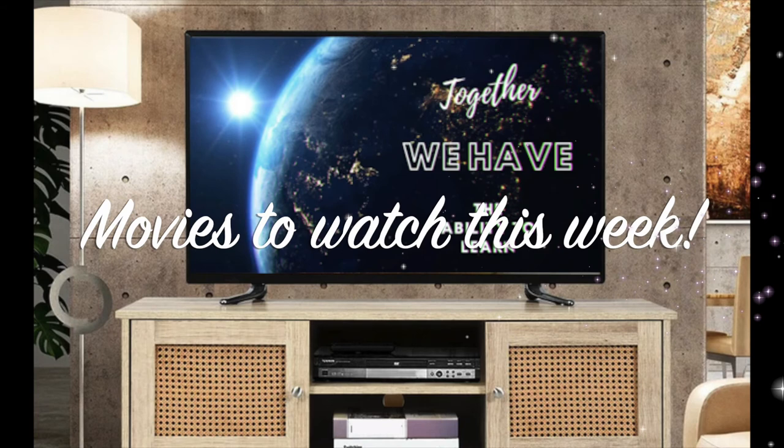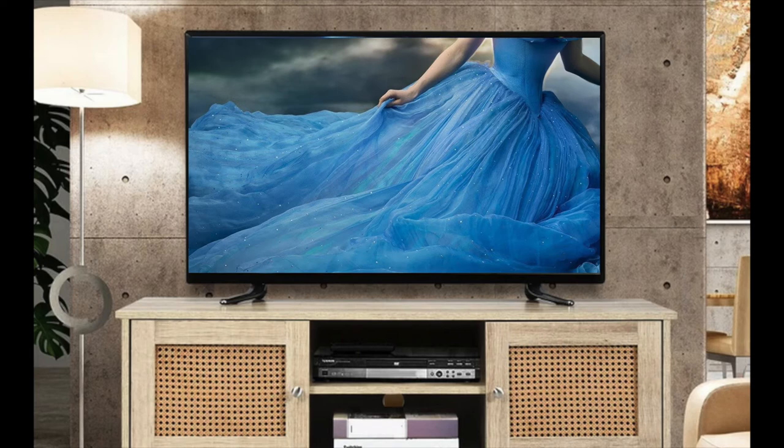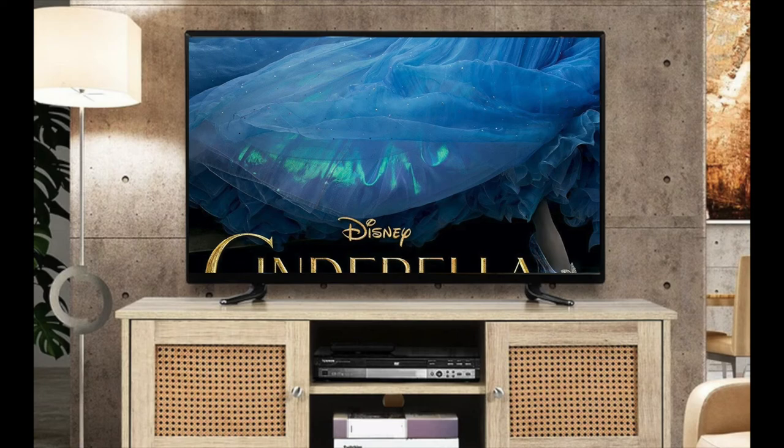Since we're still in the month of February, let's continue our list of romantic movies. Up first is Cinderella, rated PG, from 2015. This romantic family film has a 1 hour and 54 minute runtime. It stars Lily James as Cinderella and Helena Bonham Carter as Fairy Godmother. It can be found on YouTube and DVD.